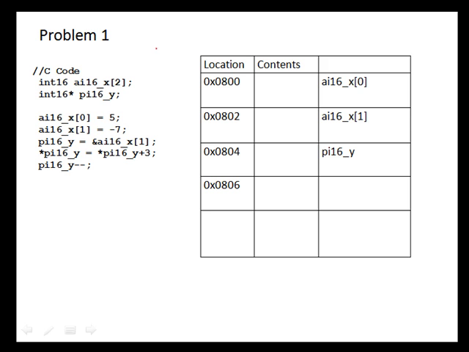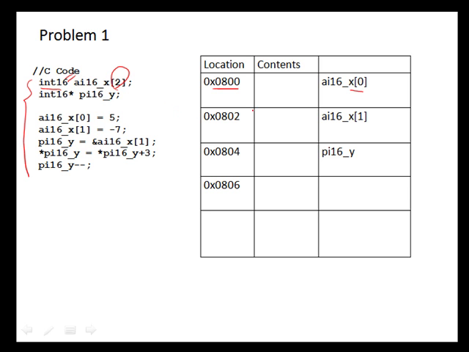Problem 1 tests your understanding of C arrays and C pointers by having you execute this code and determine the memory contents after all the code has been executed. This line right here declares an array of 2 elements of signed 16-bit values. The problem states that these values should be stored beginning at location 800. Since each one is 16 bits, they each take up 1 word of memory.